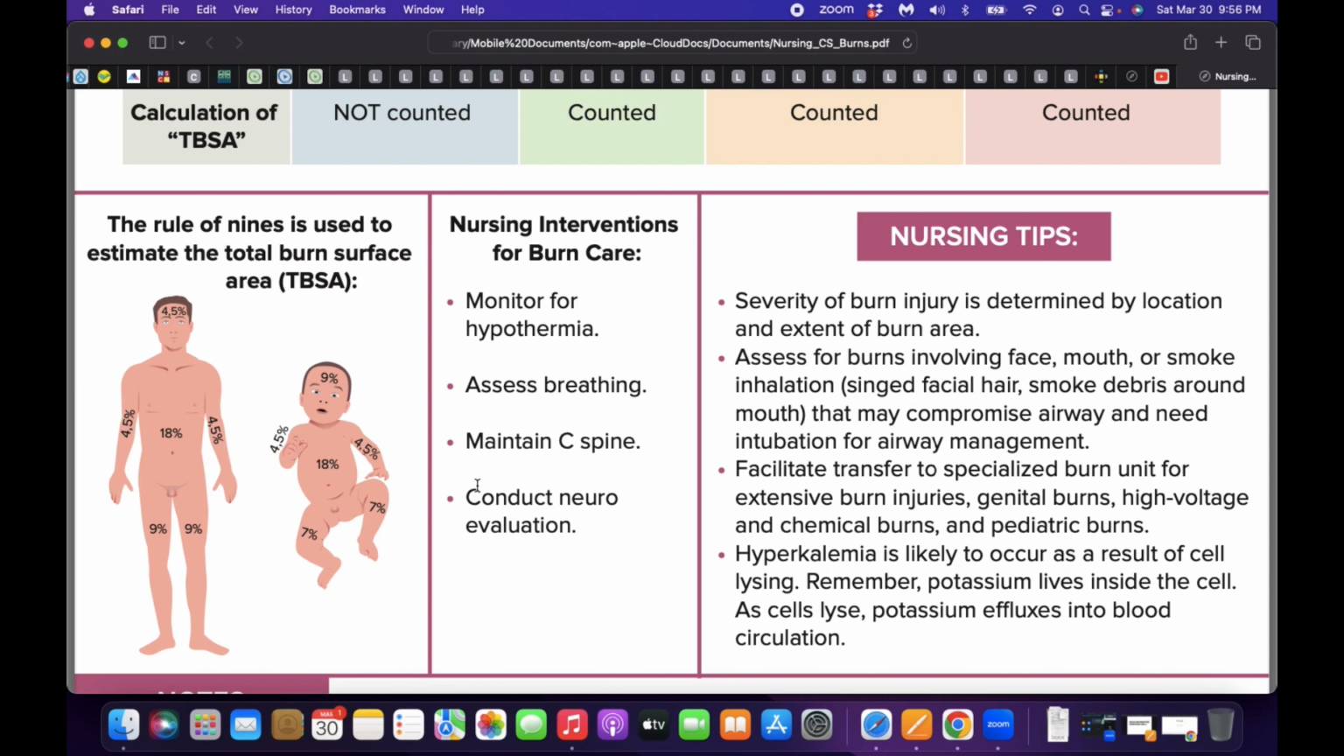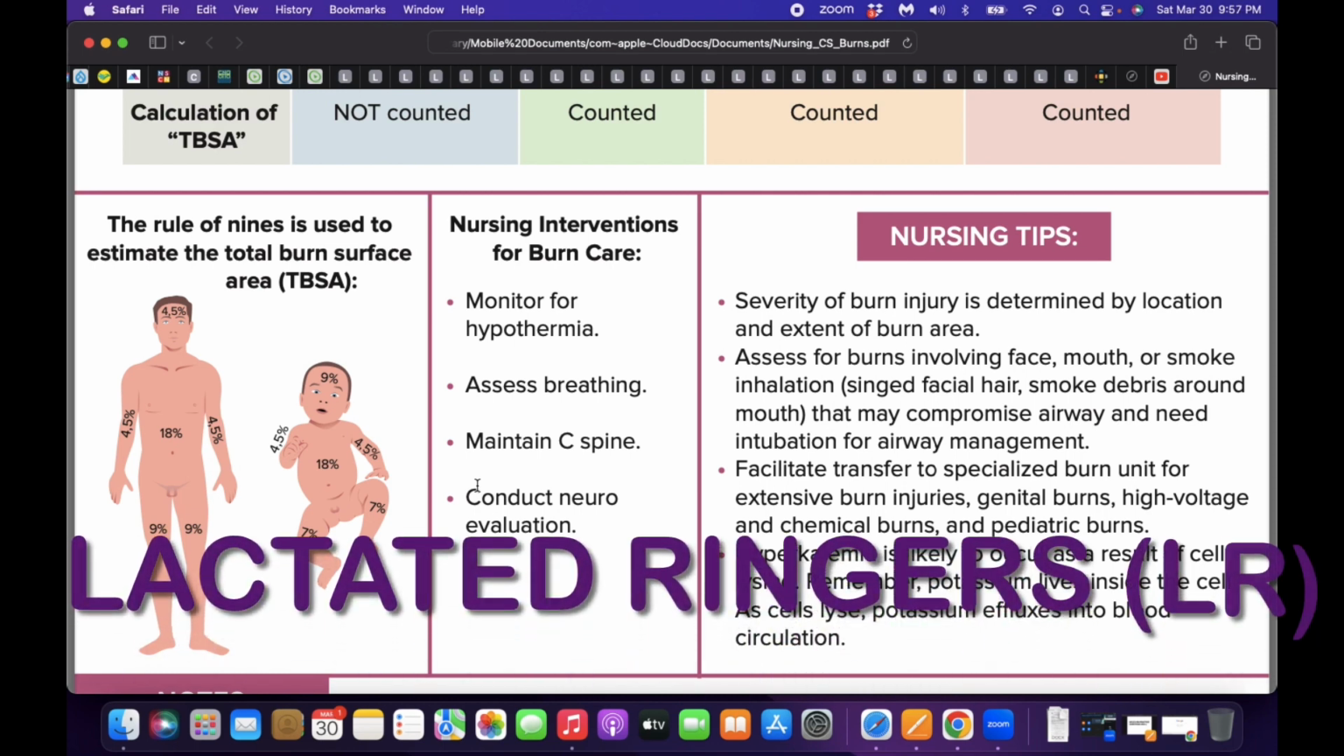When a patient has burns, what do you think is the best or the preferred IV fluid for resuscitation of fluids? The best IV fluid to use for burn resuscitation is your lactated Ringer's, your LR. It is the most frequently used crystalloid solution for burn shock resuscitation.